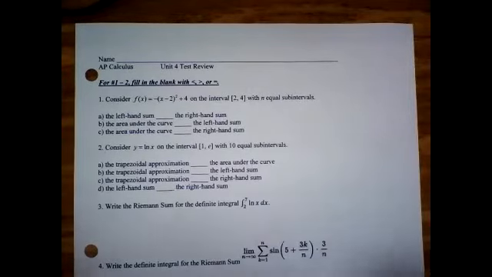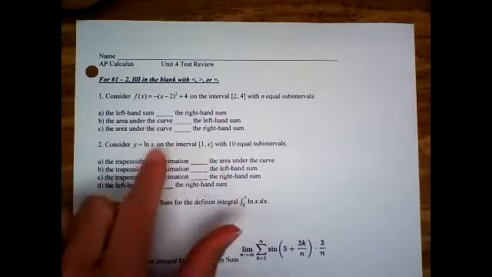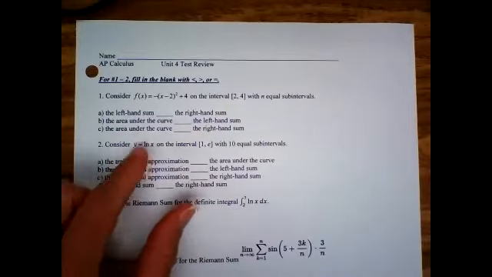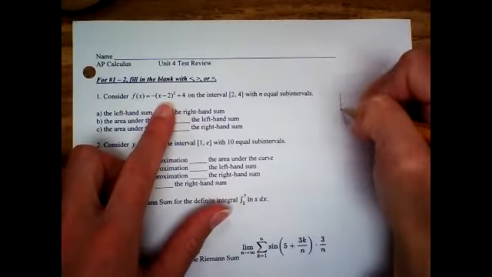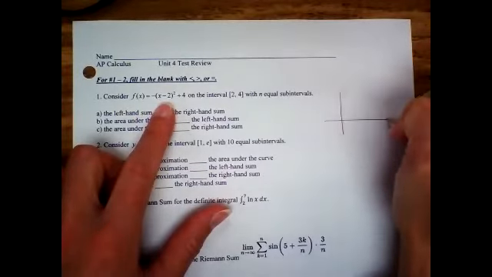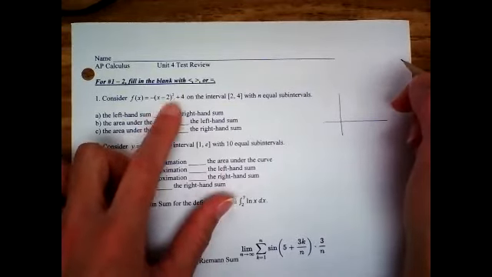All right, hi, this is your test review for Unit 4. So for number 1, we're going to look at this function on the interval from 2 to 4, and we're going to compare all the different Riemann sums. So what I would do is just draw a quick sketch of that, and we only want to draw the sketch from 2 to 4. We can draw the whole parabola if we want, though.